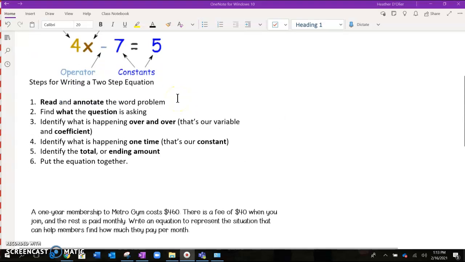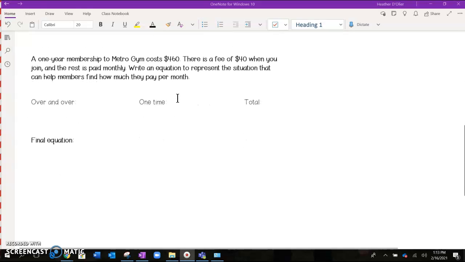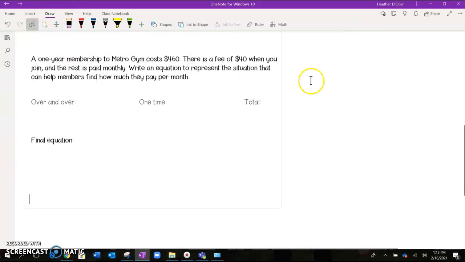Okay, so I read it. Now I need to go back and annotate. All right, things that are important. So 1-year membership, okay, because that's how long it's going to be. So 1-year membership to Metro Gym costs $460. There is a fee of $40. I feel like this is important. When you join. That to me sounds like right when you join, you wouldn't pay it again. And the rest is paid monthly. Okay, so like in January, February, March, April.